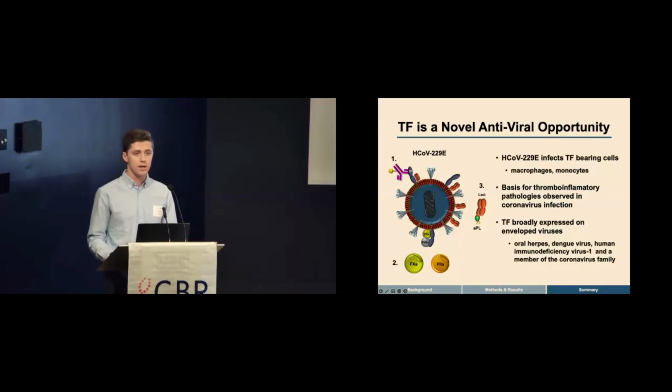So this is important because HCoV-229E can infect tissue factor-bearing cells, such as macrophages and monocytes, and this could provide a basis for other thromboinflammatory pathologies that we see in coronaviruses, such as SARS-CoV-2 and MERS. And this is also building towards the idea that we've observed tissue factor in oral herpes, dengue, HIV, and now a member of the coronavirus family.